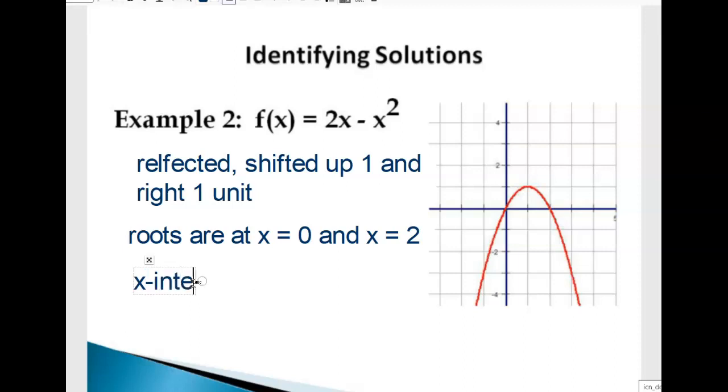As x-intercepts, we label these as the points 0, 0, and 2, 0. So roots, you usually give in terms of an x equals. As intercepts, we give it in terms of coordinate points.